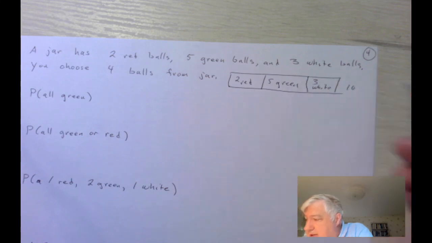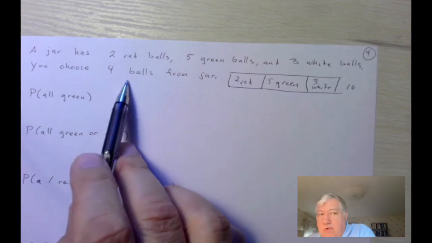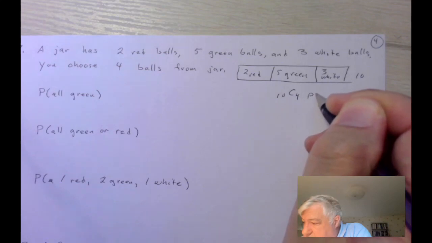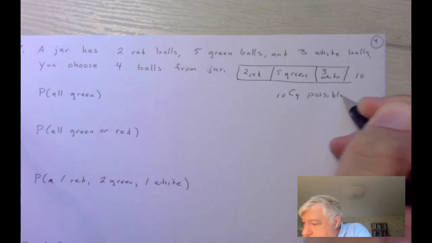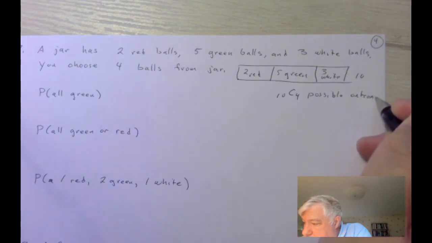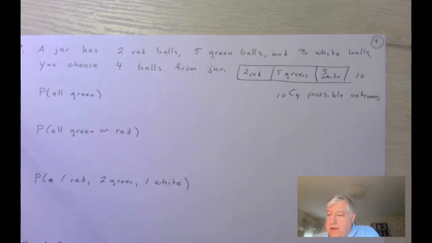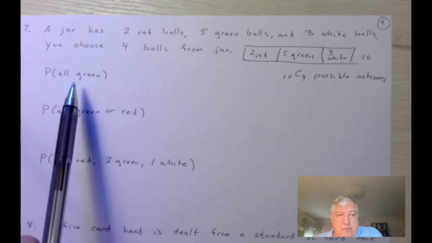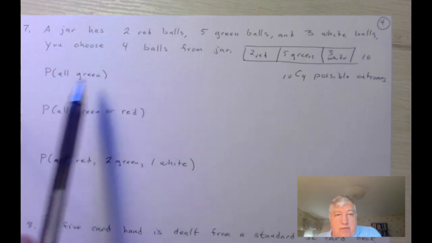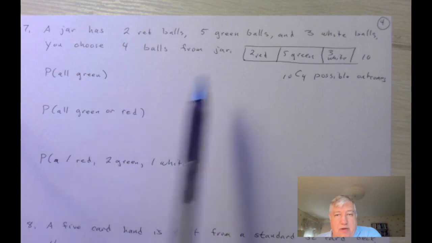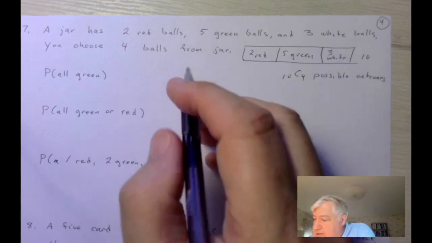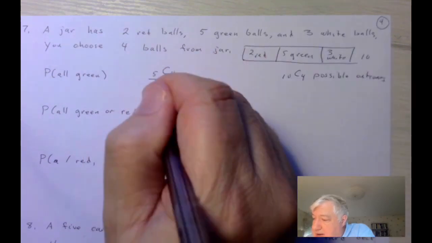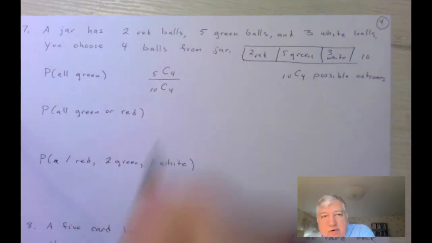There are 10 altogether. We're choosing 4 balls, so we know that there are 10C4 possible outcomes. In this case, let's find the probability of all green. Well, if I asked you for them all green, you'd pick 4 from here. So this would just be 5C4 divided by the size of the sample space, 10C4.